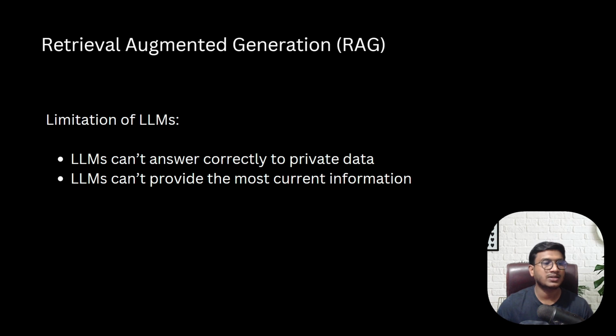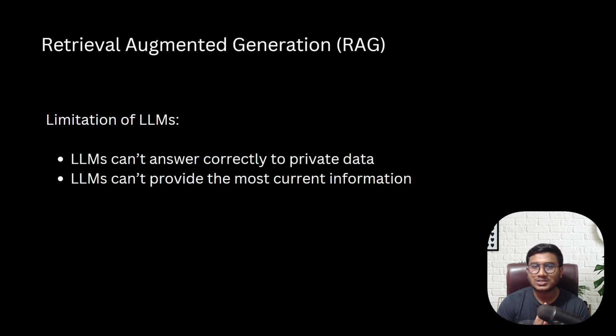You can see the first limitation it has: an LLM can't answer correctly about private data. Let's say if we have any kind of private data, that large language model won't be able to give you an answer related to that. If I give you one example, let's say you have one personal website. Let's say I have one website called Code Commander. Okay, so Code Commander is my website.